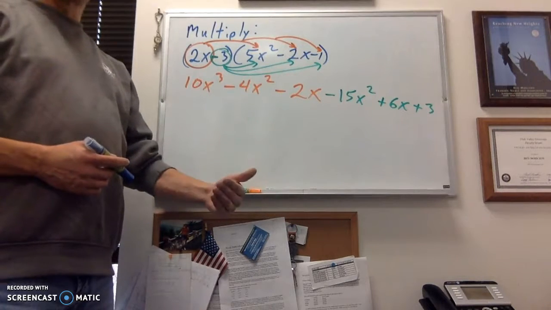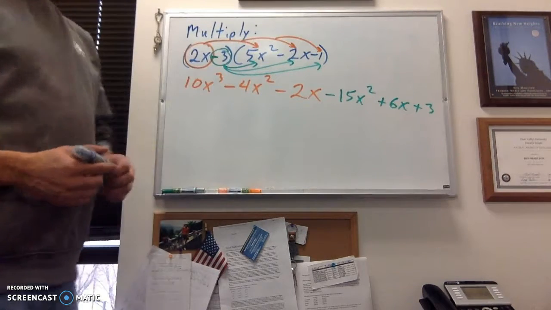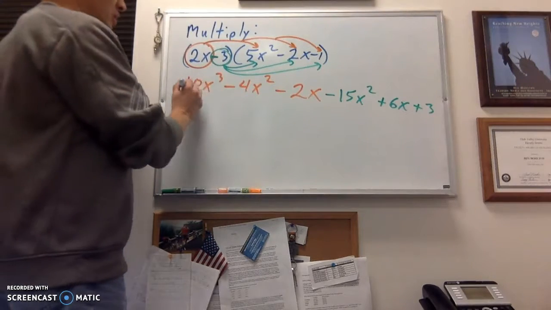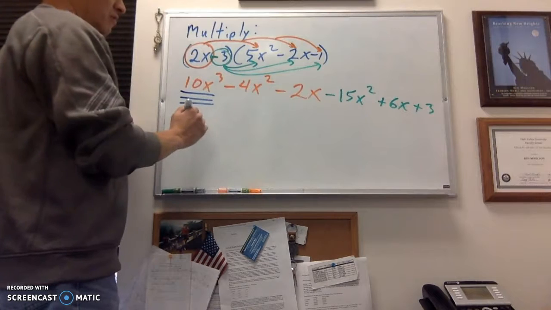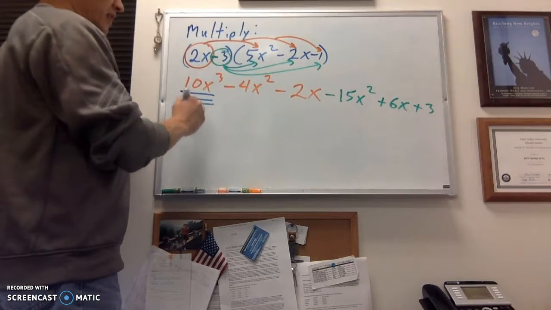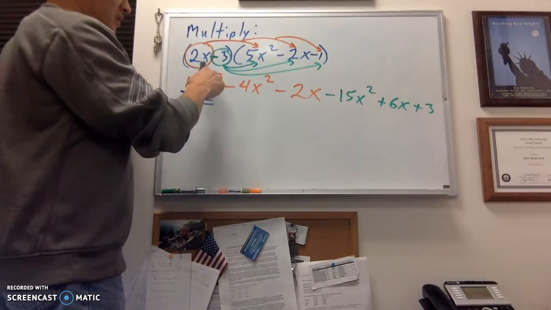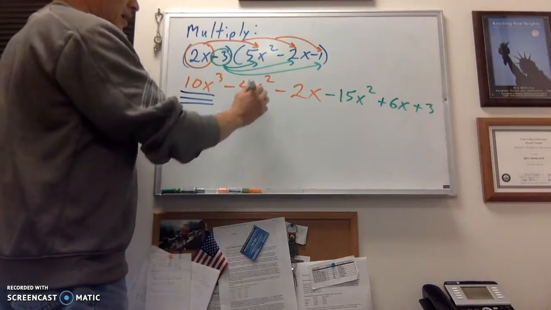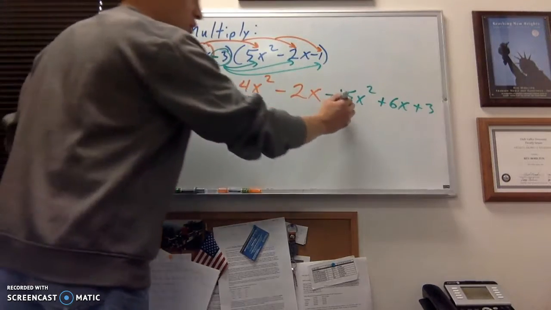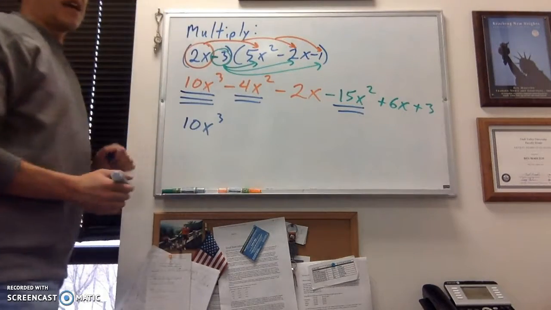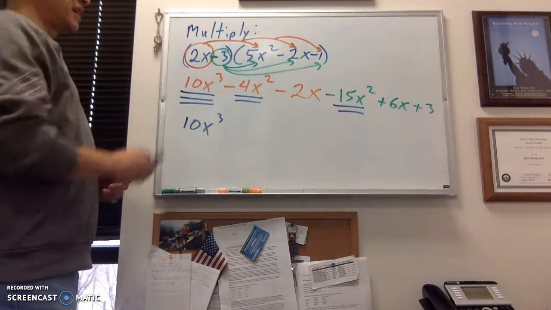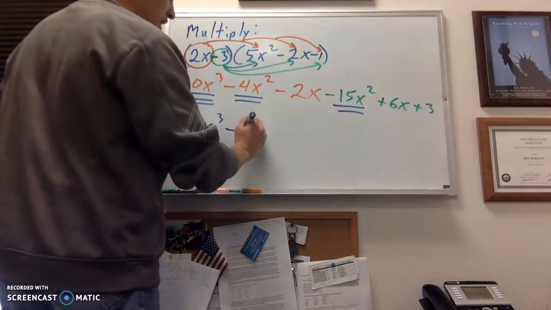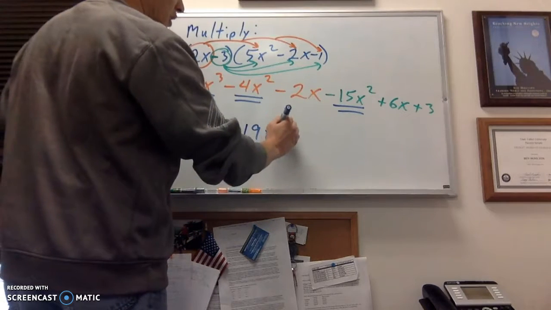People sometimes like that because they like to line things up appropriately, but like I said, most of my students didn't like it so much, so I'll just use the horizontal format and collect my like terms now. I'll underline with three lines my x cubed terms. So I just have that 10x cubed. Now with a double underline, let me go after my terms that have x squared in them. I've got my negative 4x squared and a negative 15x squared, and that's a negative 19x squared.